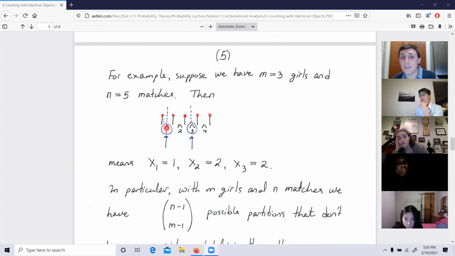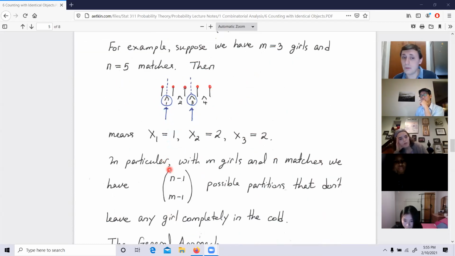So the answer is simply, for example, if I have 3 girls and 5 matches, and I select space number 1 and space number 2, that means that the first girl got 1 match, the second girl got 2 matches, and the third girl got 2 matches. Yes? So in general, we have n-1 choose m-1 possibilities.